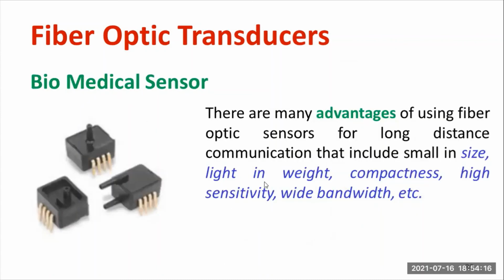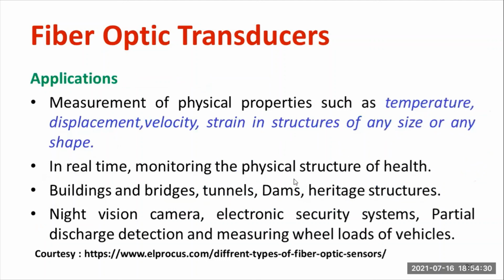Now, it can be used in biomedical sensors also. There are many advantages of using fiber optic sensors for long distance communication. That includes small size, light weight, compactness, high sensitivity, and wide bandwidth. What are the major applications? You can measure temperature, displacement, velocity, especially stress and strain, and vibration, typically vibration. You can detect it very clearly.